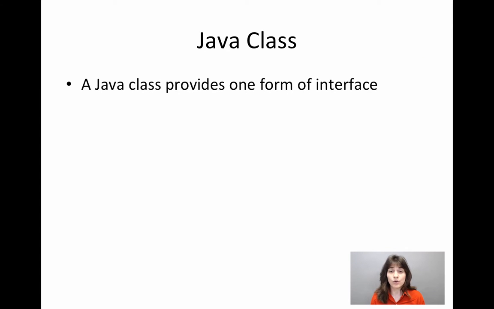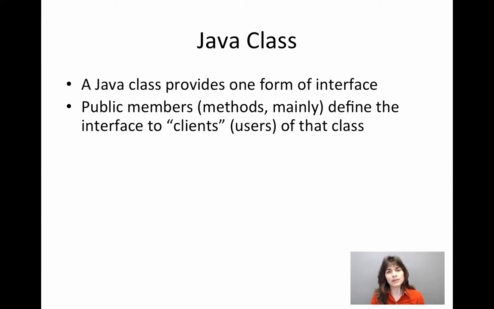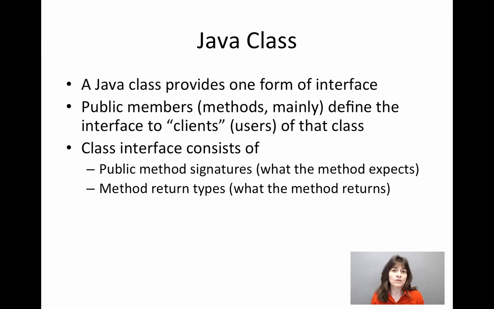A Java class is also one form of an interface. What kind of interface? It provides public members, mainly the methods, and any public fields as well, so that other classes, the clients, can go ahead and use them. The class interface consists of two parts. One is the method signature, which specifies what the method expects. What kind of parameters does it take? The other is the method return type, which allows us to know what we should expect from that method to give us if we use it.